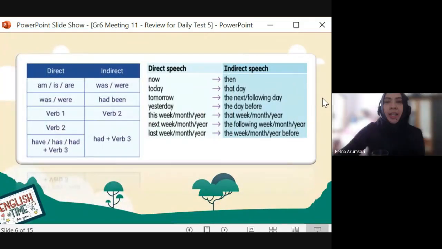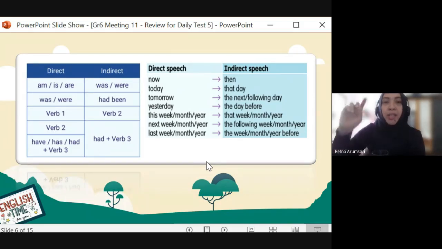Okay, 6D. Next. Here is the key, guys. When you see said, Amar, I'm going to mute you. Sorry. When you see said, this is how you change direct speech into indirect speech. Okay?